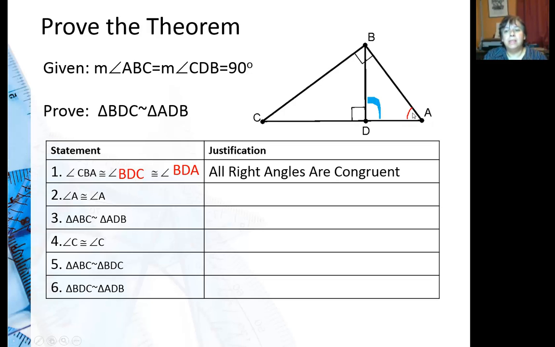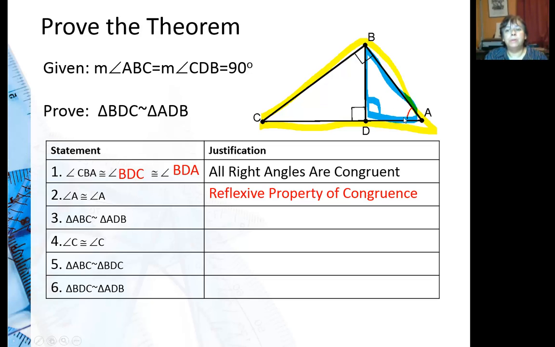Next, I can say that this angle is congruent to itself. Angle A is congruent to itself by the reflexive property of congruence. You're probably saying, well, that's only one angle. But that angle is in two different triangles. It's in the large yellow triangle, triangle ABC, but it's also in this smaller blue triangle. Since the smaller blue triangle has a right angle and angle A, and the large triangle has a right angle on top and angle A, both of these triangles are similar by angle-angle similarity.